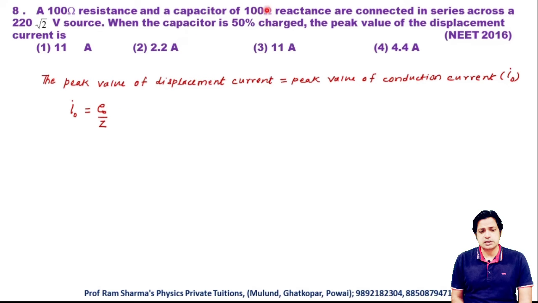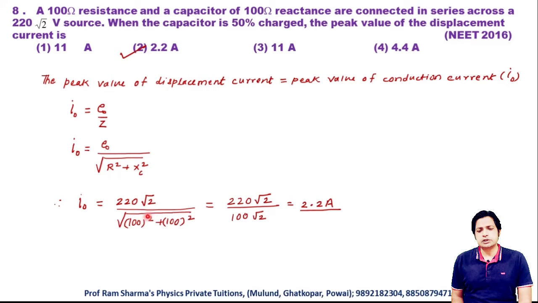This is XC, this is R. So I'll substitute the values, R square plus XC square, root of 100 square plus 100 square, the answer will be 100 root 2. So I think it's a very easy calculation. The answer turns out to be 2.2 ampere.